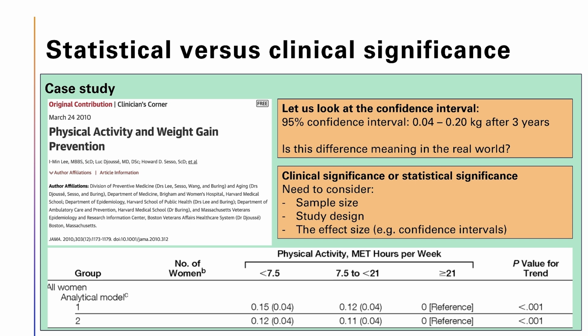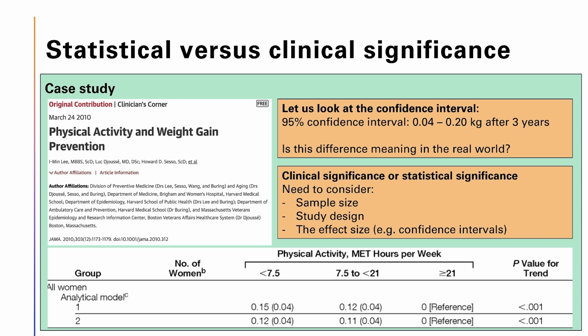We can see the p-value comparing the low and moderate exercise groups to the high exercise group is very low, at less than 0.001, indicating that high levels of exercise are very effective at preventing weight gain over the period of 3 years. However, let us delve deeper into the result. We can see the 95% confidence interval was 0.04 to 0.2 kg, meaning that after 3 years, it is possible that high levels of exercise prevented up to 0.2 kg of weight gain compared to low exercise.